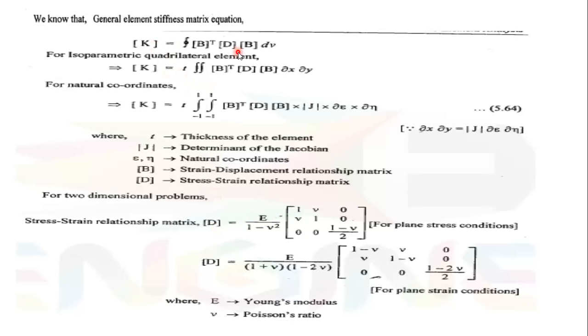This is the generalized K matrix for any structure. K is equal to the integration of B transpose D B dV. For an isoparametric element, we represent it in terms of global coordinates, where dV represents thickness into dx dy. Since it is a two-dimensional element, we go for a double integral of ∂x ∂y into t.